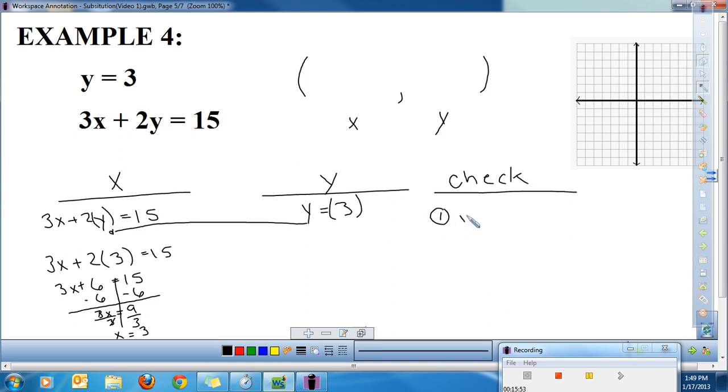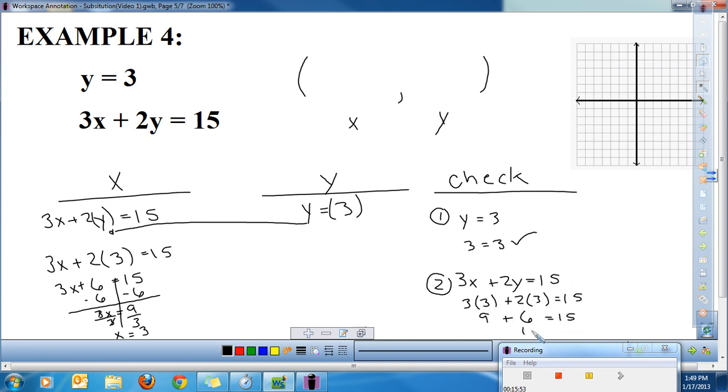So first I'm going to rewrite my two equations, y equals 3, and my second equation was 3x plus 2y equals 15. So y is 3. Well, yes, 3 equals 3. That was given. We know that the y is going to be 3. Let's check our second equation. 3 times x plus 2 times y. Well, x was positive 3. Y was positive 3. 3 times 3 is 9. 2 times 3 is 6. And 9 plus 6 is 15. It was correct.